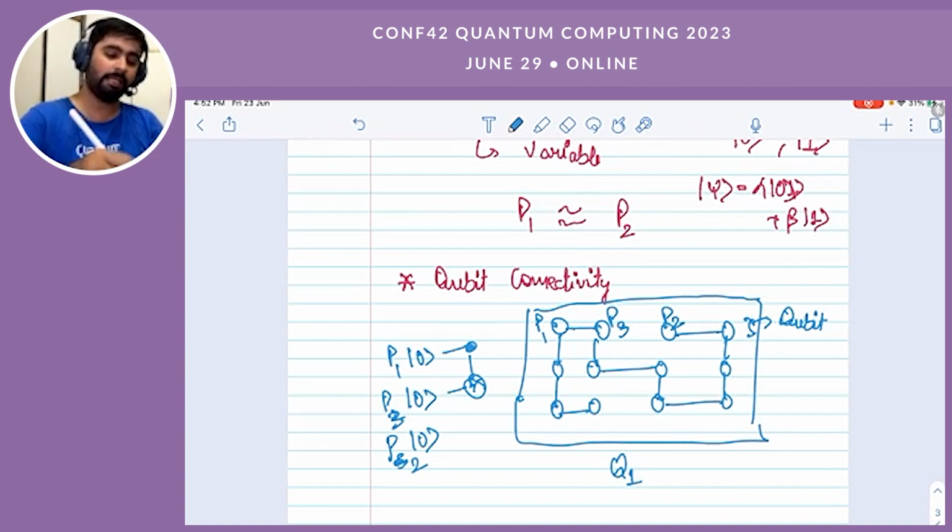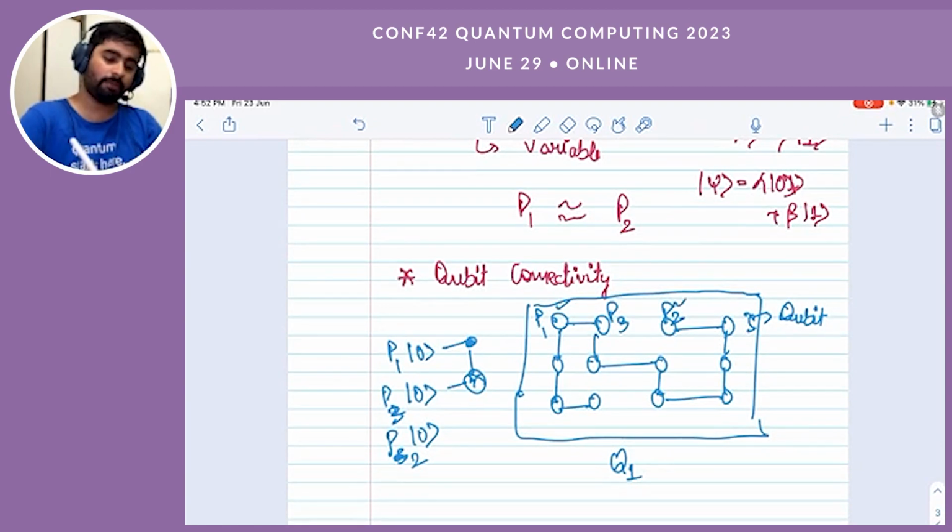But what if I need to form a CNOT gate between P1 and P2? It's easy to see that there is no direct path between the two. There is a path, but it goes through P3 and P4 and P5 and P6 and so on. There is no one-step path from P1 to P2, so P1 and P2 are not directly connected. This becomes a limitation.